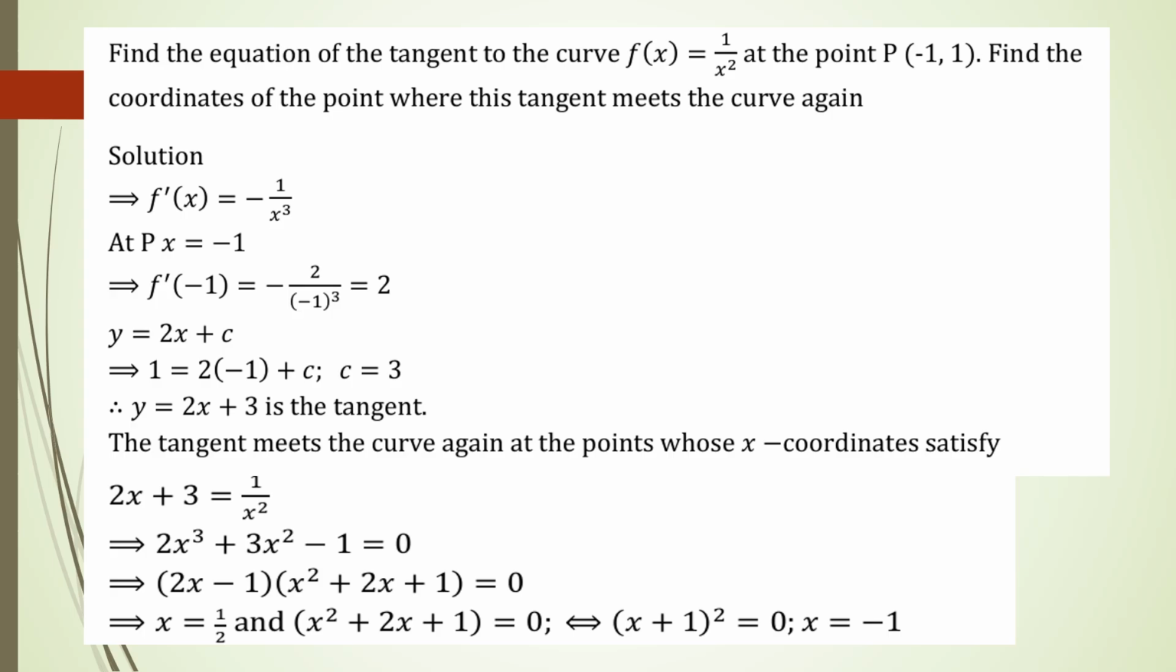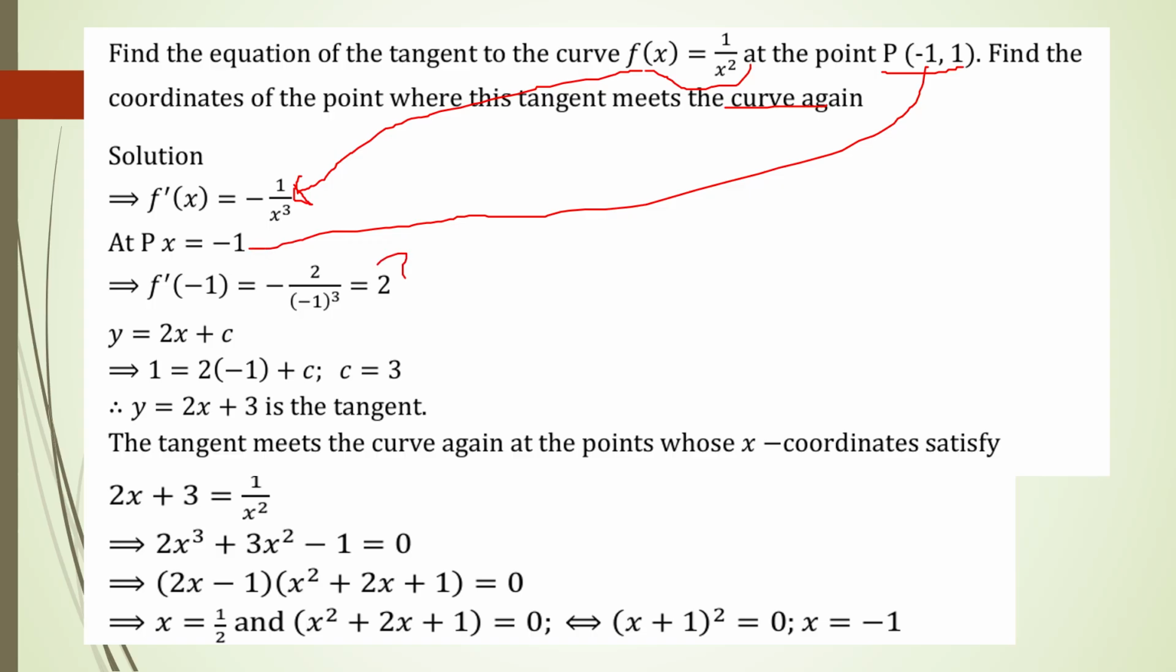Question 2 is saying: find the equation of the tangent to the curve having this function at this point. Then find the coordinates of the point where this tangent meets the curve again. We first start by getting the derivative of the curve so that we can get the gradient. At this point, the value of x is -1. Substituting for that, your gradient is going to be equal to 2.